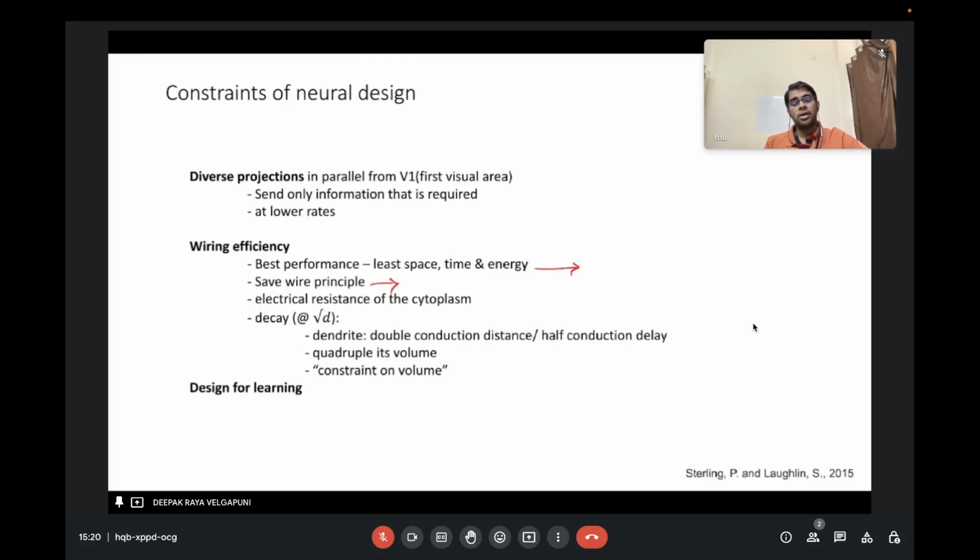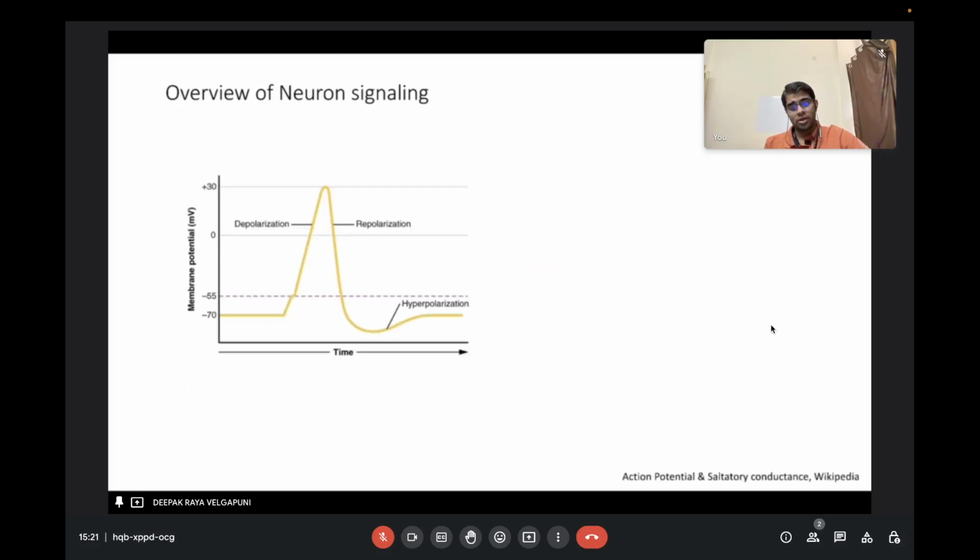And also the neural system is designed for learning, right? What I mean by that is, it is better to store the information wherever you encode it rather than storing it in a different place. Therefore the memories are stored in the synapses by making some physiological changes at the level of the synapse. These are a few principles of neural design. We didn't go into the details. So now coming to neuron signaling.